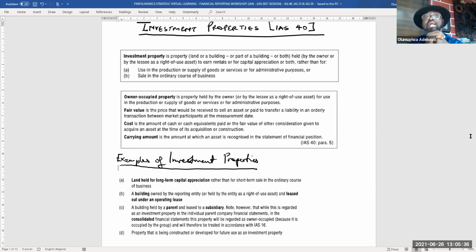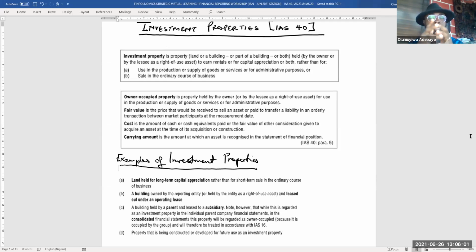Another one you could add is a situation where a parent company has a property and it leases it out to the subsidiary. It's still an investment property if the parent does not make use of it for any administrative purposes other than letting it out to the subsidiary. That is investment property from the perspective of the parent alone.